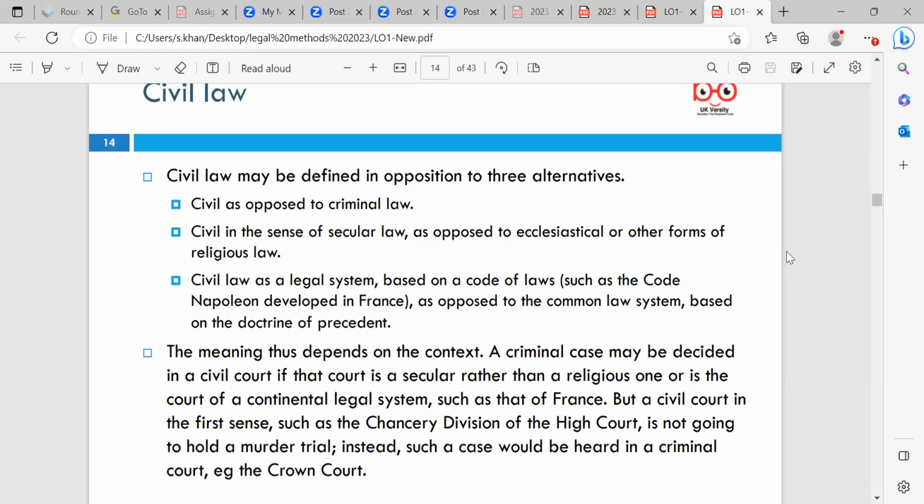But a civil court in the first sense, such as the Chancery Division of the High Court, is not going to hold a murder trial. Instead, such a case will be heard in a criminal court like the Crown Court.